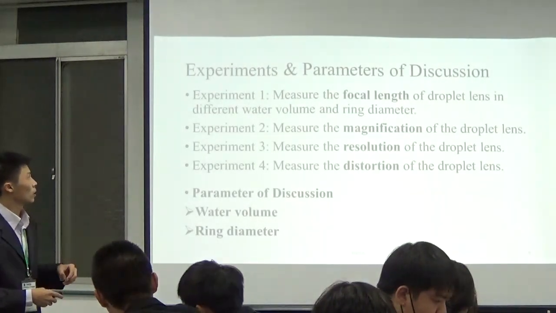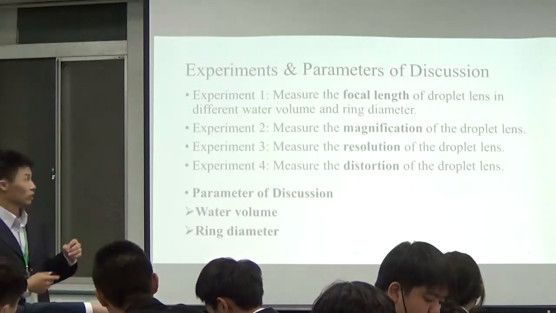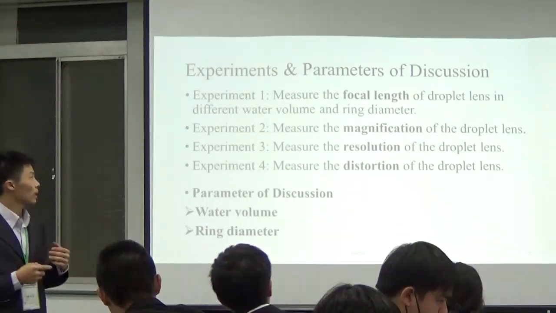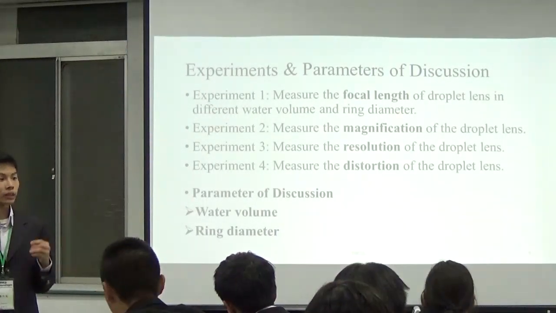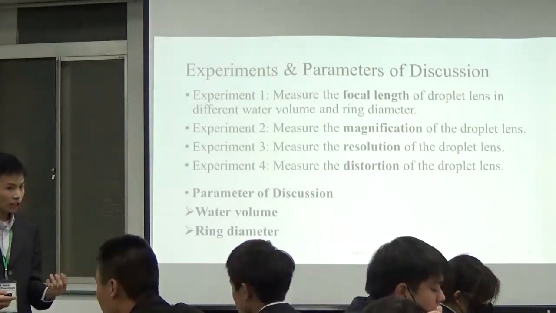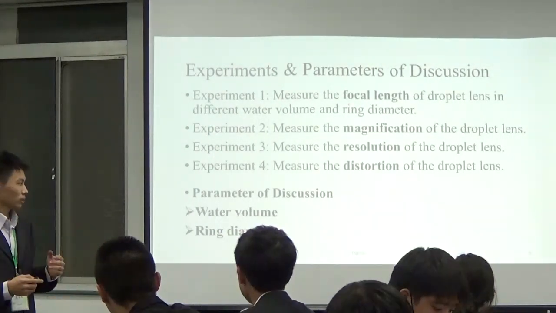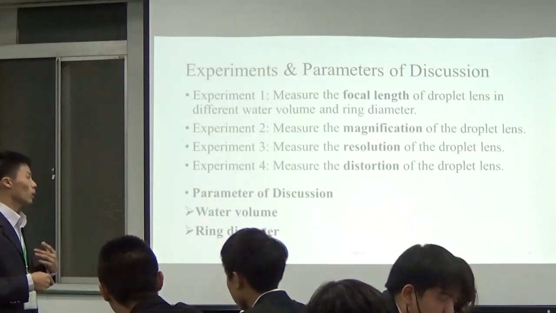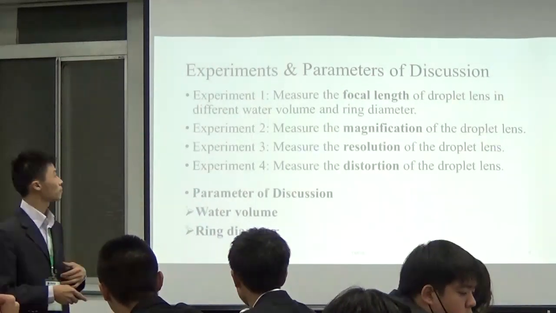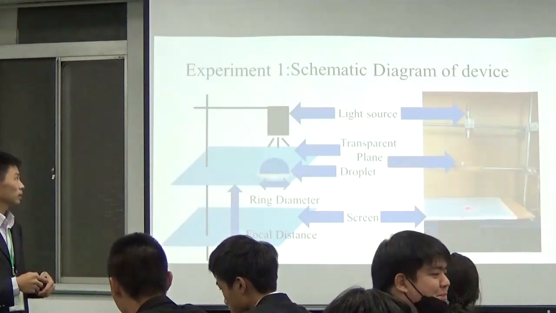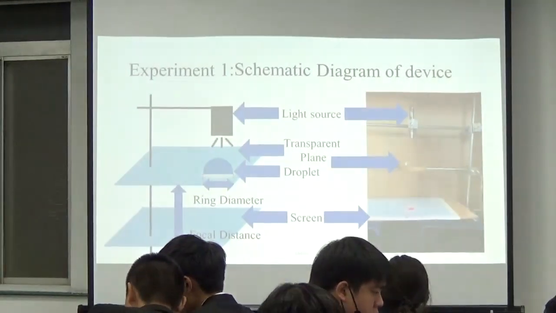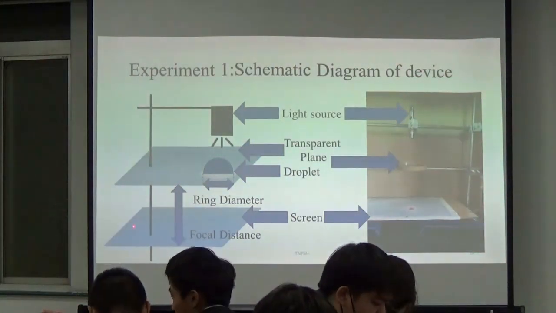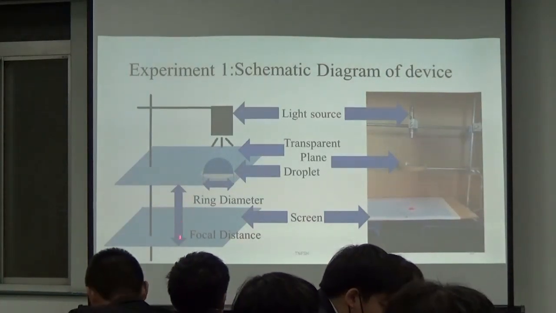So here's our overall experiment and parameters of discussion. We want to measure the focal length of the droplet lens at different water volumes and ring diameters. And we want to measure the magnification, resolution, and some bonus items like distortion of the droplet lens. The parameters of our discussion are the water volume and ring diameter. Okay, so here's my first experiment, the schematic diagram of the device. I have the light source, I have the ring diameters, and here's my droplet. And I have another platform here, and this distance is our focal distance.